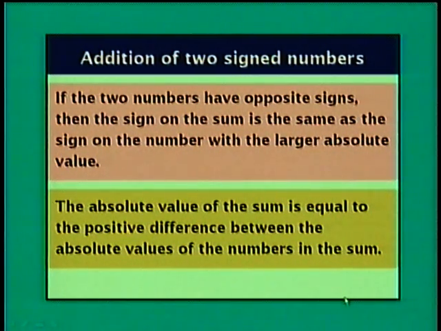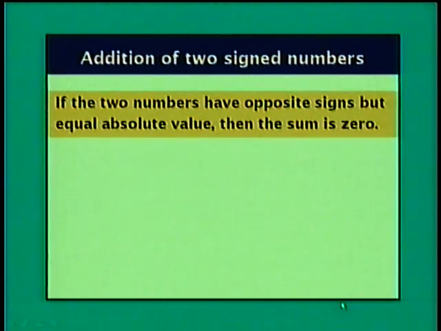If the two numbers have opposite signs, then the sign on the sum is the same as the sign on the number with the larger magnitude. And the magnitude of the sum is equal to the positive difference between the magnitudes of the numbers in the sum. Now there's one case we haven't considered yet.